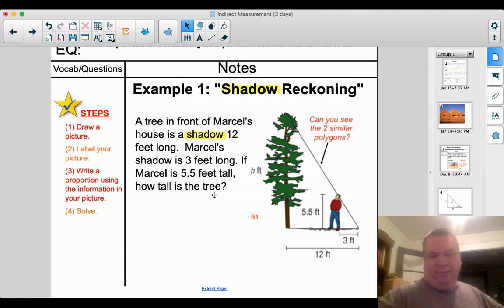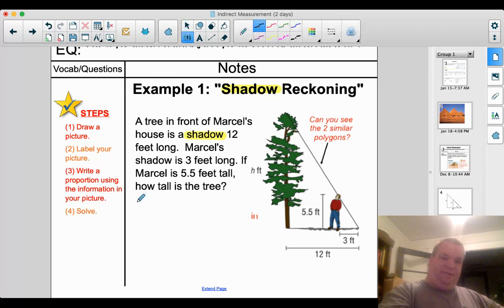All right, so let's look at an example of some actual numbers here. So we're going to use this pyramid idea to find the height of this tree. So we know this tree casts a shadow 12 feet long. And Marcel, who's 5.5 feet tall, casts a shadow that's 3 feet long. Okay, I want to find out how tall the tree is. So we can set up a ratio. The height of the tree is going to correspond to the height of Marcel. So the height of the tree, we'll call that T, corresponds to the height of Marcel, which is 5.5.